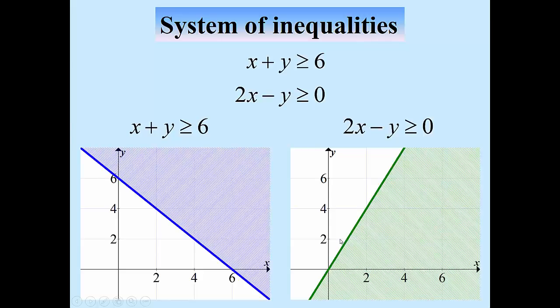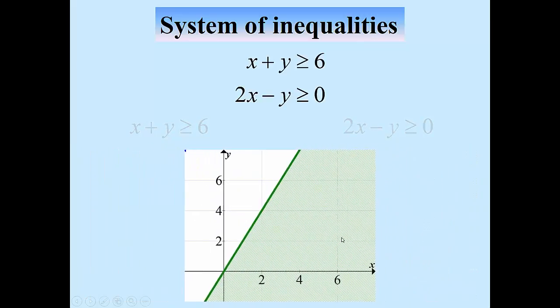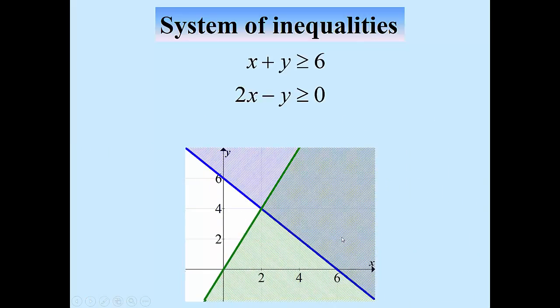Now, the idea is, even though I have graphed those two separately, really we want to graph them both on the same coordinate system. Now in the homework, this is as far as you have to go to get the graph. But do you understand that in a system of inequalities, the solution is the part where the two shadings overlap?